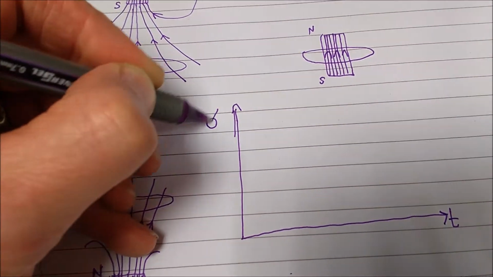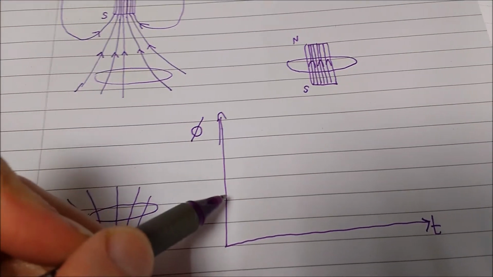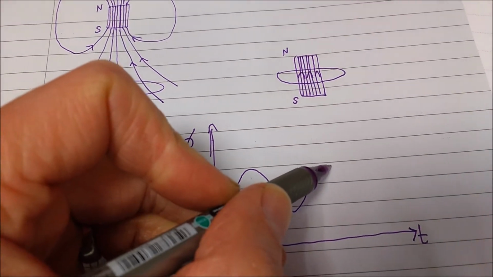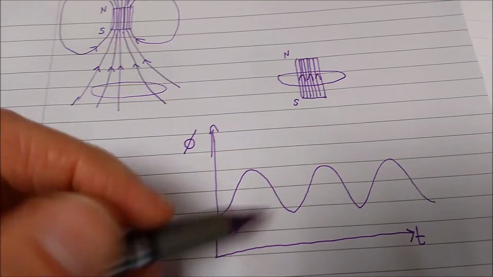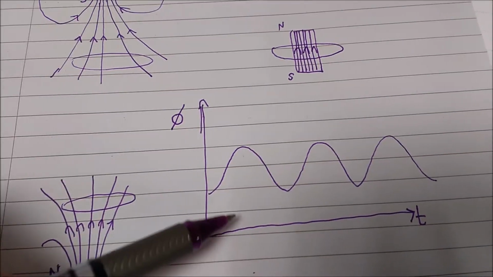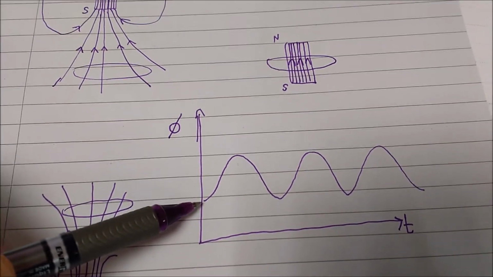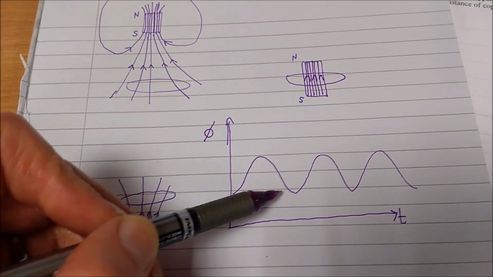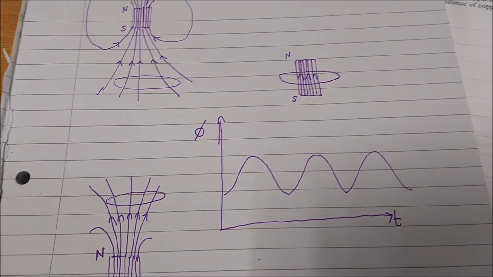So if you did want to draw a flux-time graph, a rough graph, you can have a sort of minimum flux up here, and then as it oscillates, you're going to get a maximum and a minimum. It's not necessarily going to be a sine or cosine graph, but it's going to be something like that, isn't it? You're going to have a minimum at the top position, and when the magnet's at the bottom, that's when you get your minimums, and you get your maximums when the magnet's passing through the coil.